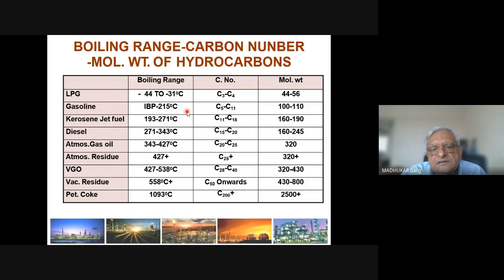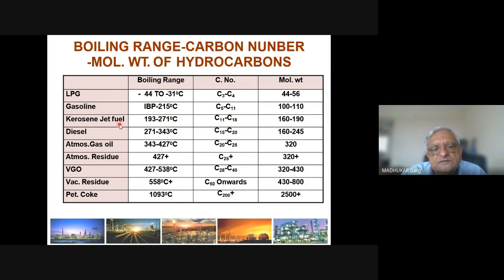Then comes the next major cut, which is called gasoline, which in our day-to-day life we call petrol. The material that you put in your car or in your scooter to run it boils in the range of 55 degrees Celsius IBP, which stands for initial boiling point, to 215 degrees Celsius. The carbon range of components present in gasoline is C5 to C11. Molecular weight around 100, 110.